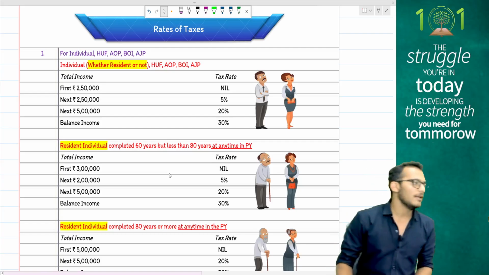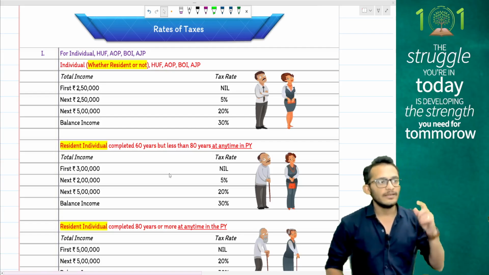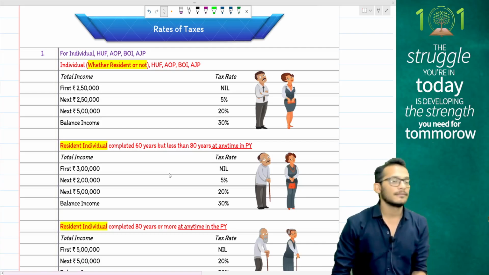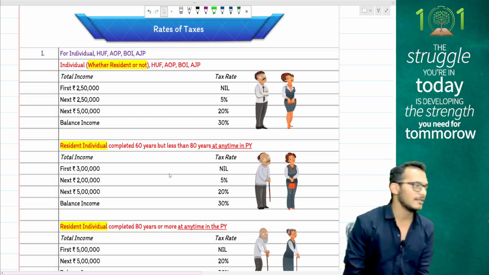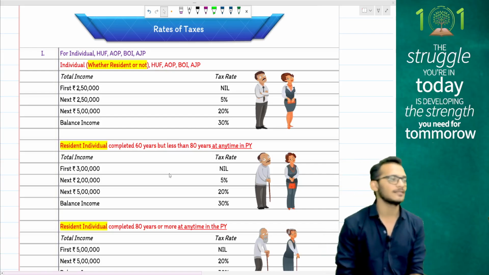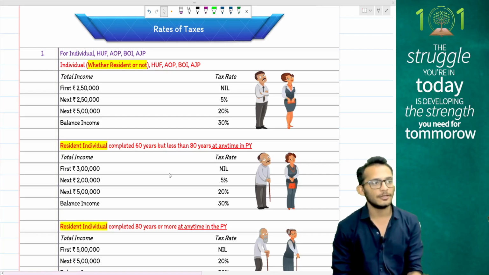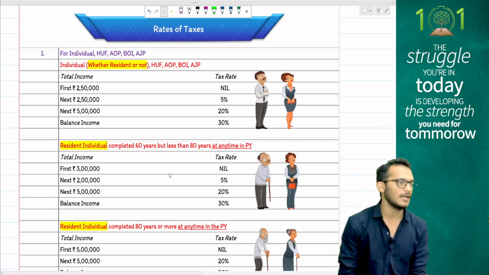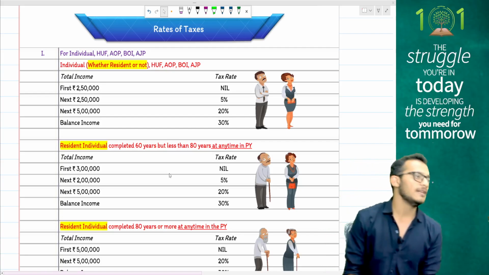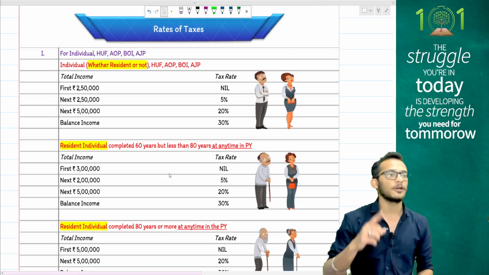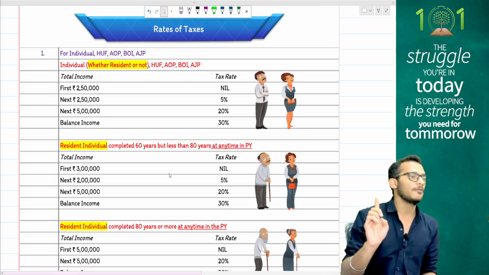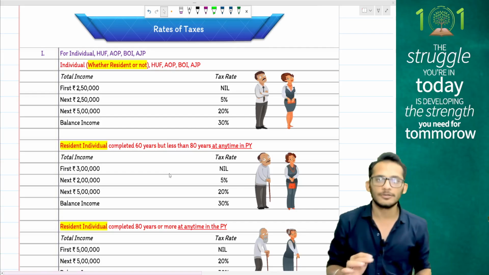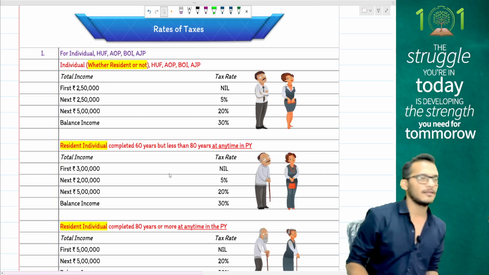If you are a resident person with an age of 60 years or more at any time during the previous year, then the slab becomes 0 to 3 lakhs 0, 3 lakhs to 5 lakhs 5%, 5 lakhs to 10 lakhs 20%. After that it becomes 30%. Please bear in mind, when you say the word anytime, it means if your birthday falls on 1st April, you have completed 60 years on 31st March. That is what the rule is.